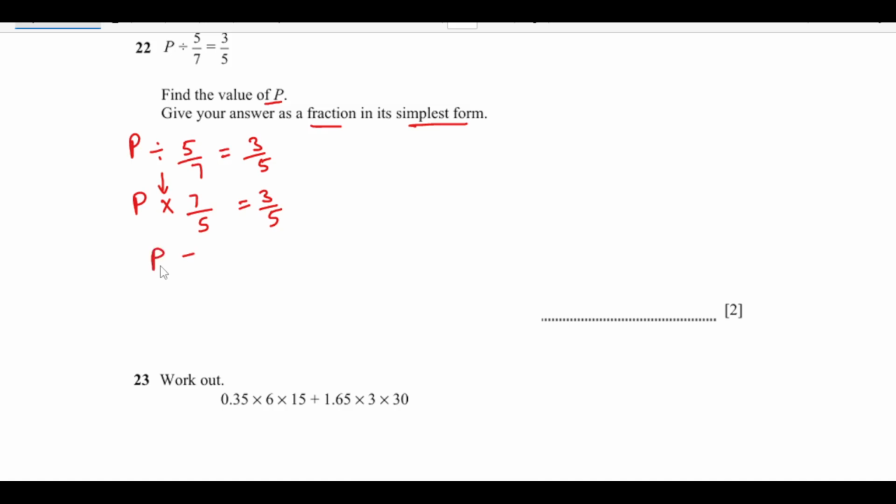So eventually we need p. So 3 over 5 is here. So this 7 over 5 on the other side is going to be divided by 7 over 5. So again doing the same thing that I did before. So this and this is gone. So this is 3 over 7.